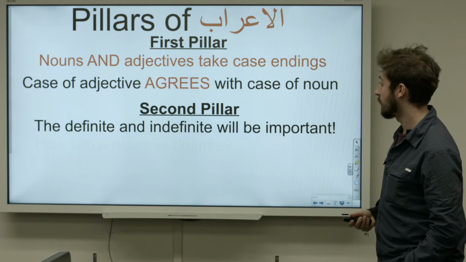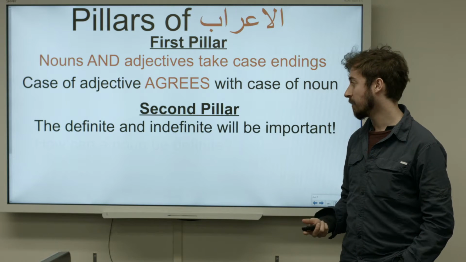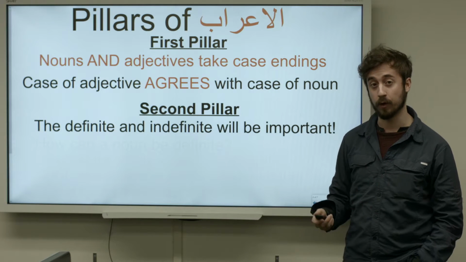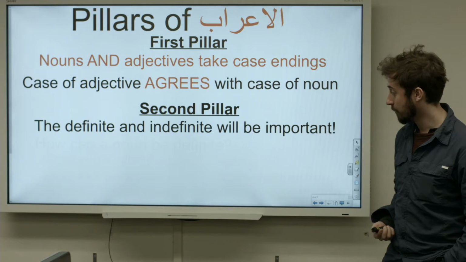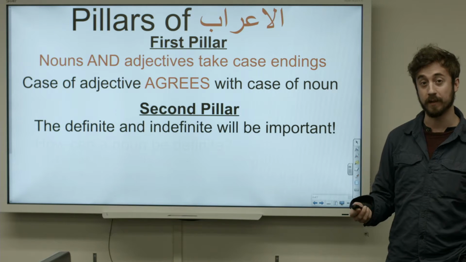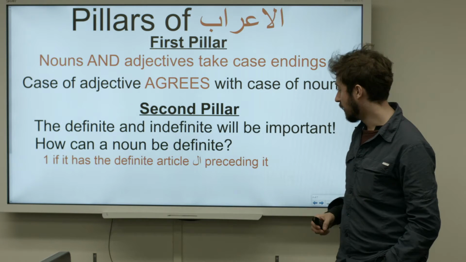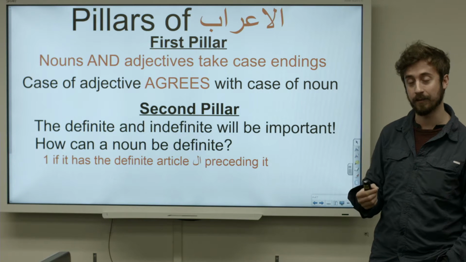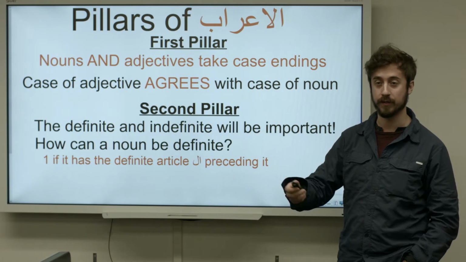The second pillar is that it's really important to keep an eye out for definite and indefinite nouns, because this plays a part in determining what case a noun will take. If you remember, this is review, but there are basically three ways to determine if something is definite. The first is if it has the definite article al preceding it, like al-kalb, al-bayt, the dog, the house, etc.